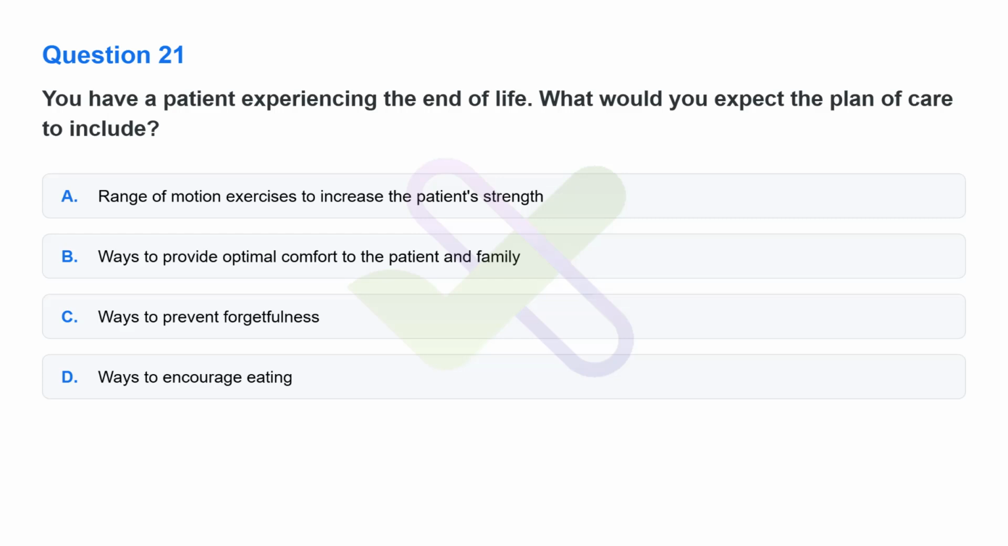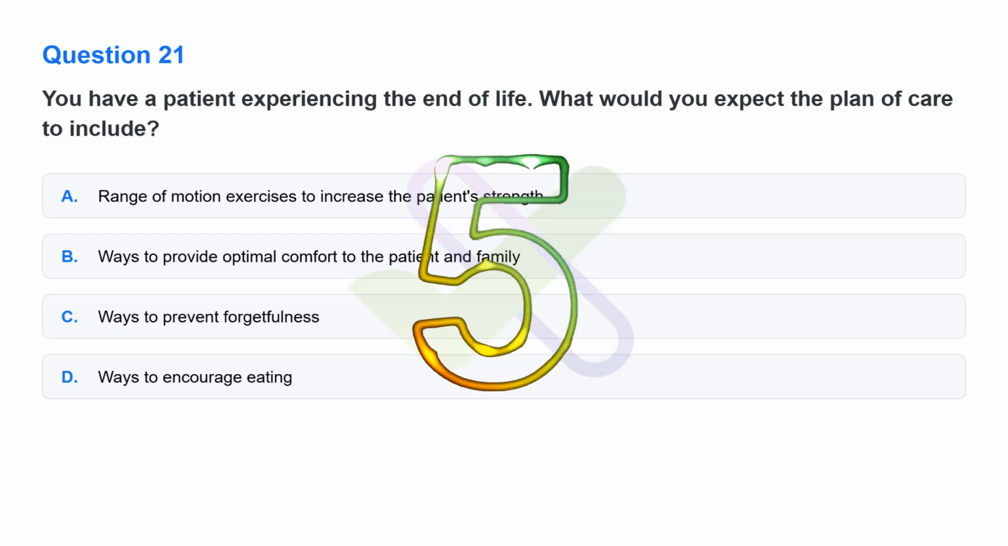You have a patient experiencing the end of life. What would you expect the plan of care to include? A, Range of motion exercises to increase the patient's strength. B, Ways to provide optimal comfort to the patient and family. C, Ways to prevent forgetfulness. D, Ways to encourage eating.